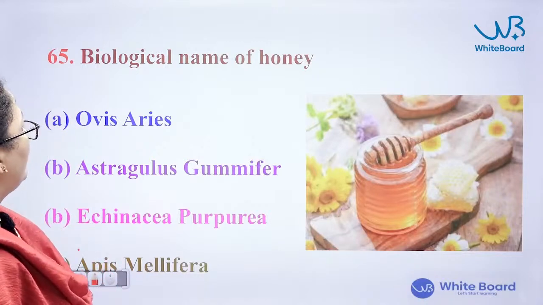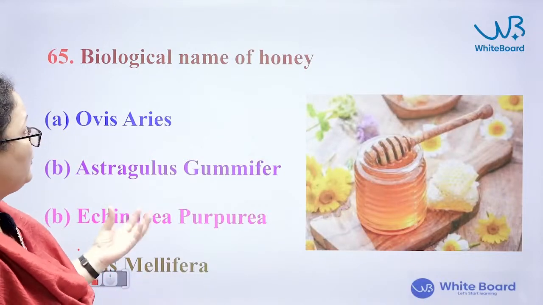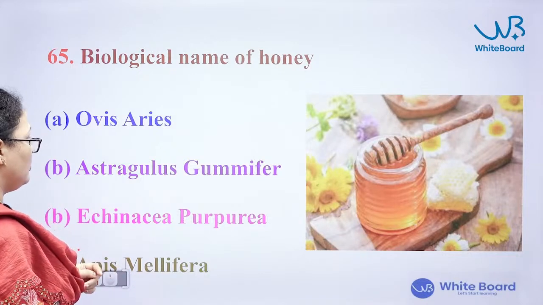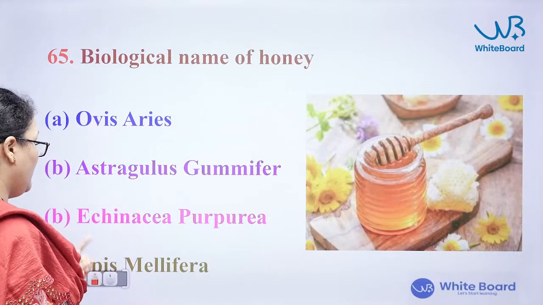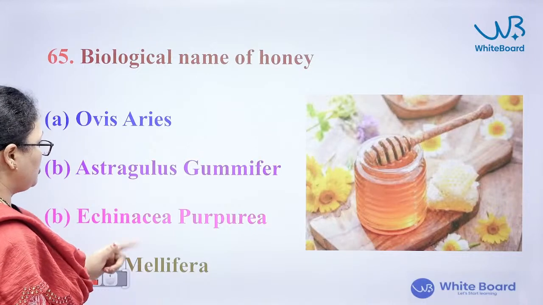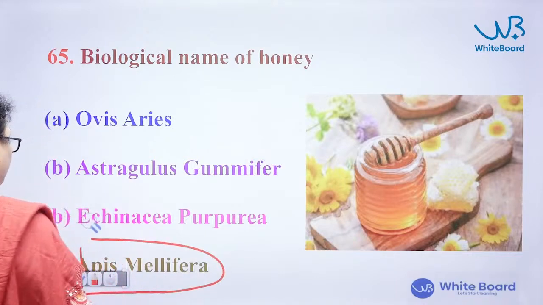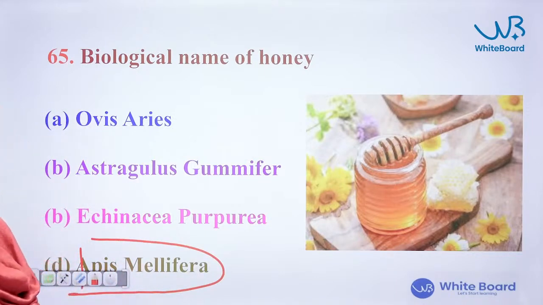Okay, biological name of honey, whatever honey you use in your household. So, what is the biological name? Ovis aries, no. Astragalus gummifer, no. Echinacea purpurea, no. Apis mellifera, option D. Okay, so this is the correct answer. This is the biological name for honey.